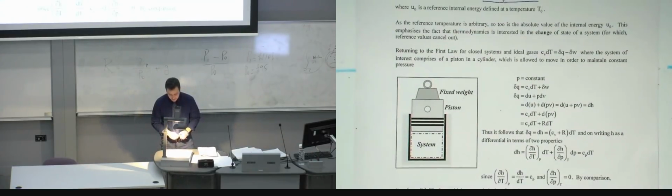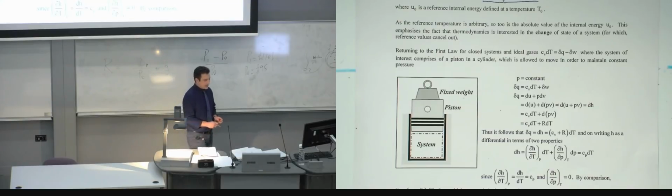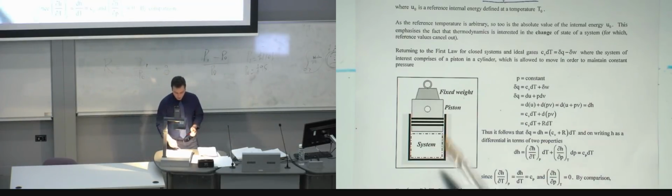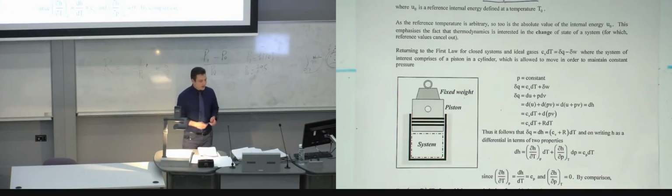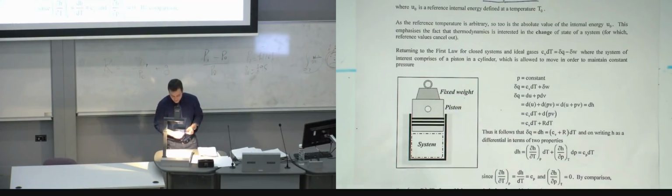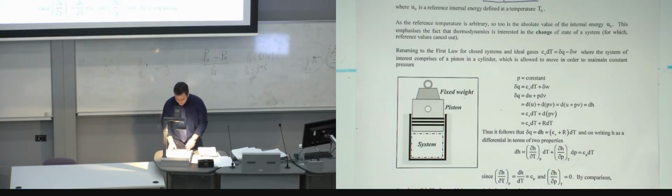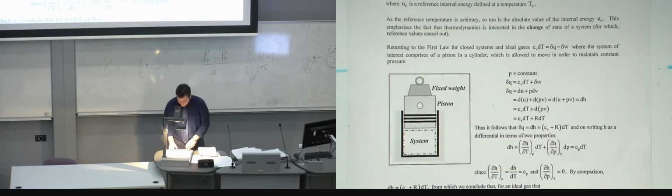I'm going to be looking at a closed system and looking at some of the equations that we've been looking at so far. What I mean by a closed system is this. I always want you to imagine a closed system could be a piston and a cylinder, which is sealed, and you've got a fixed weight in this case. Now let's look at the equations that we've been looking at so far.